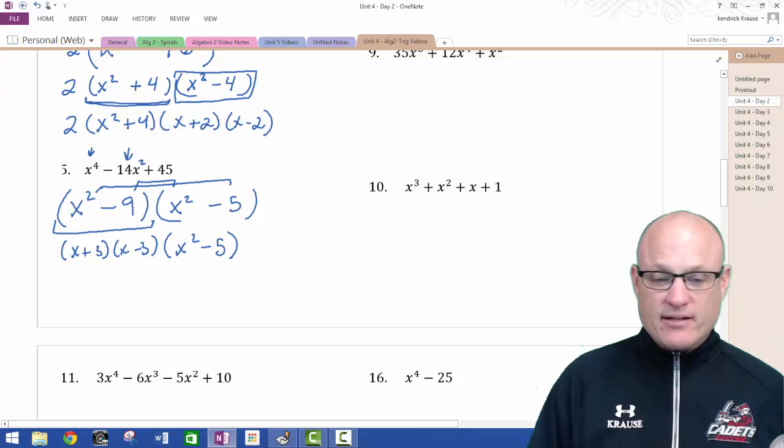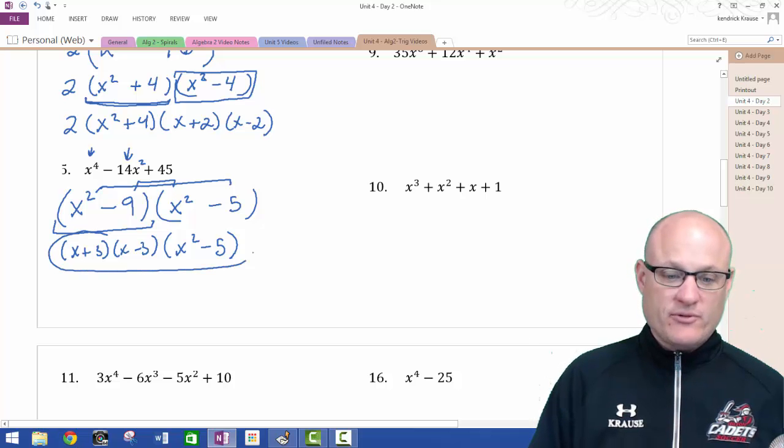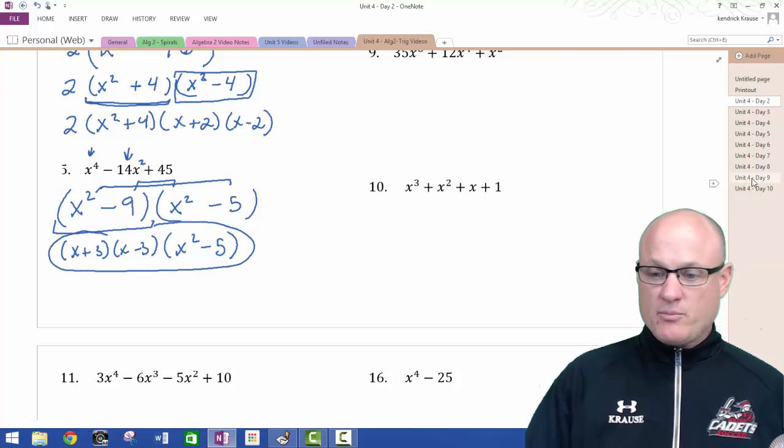This is not the difference of perfect squares because 5 is not a perfect square. So I'm finished. Done. See ya. Wouldn't want to be ya.